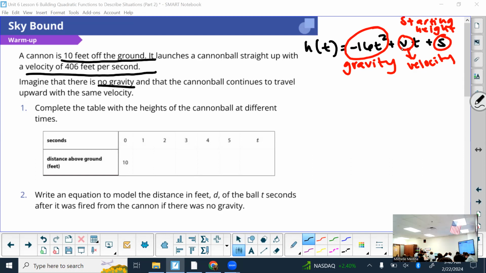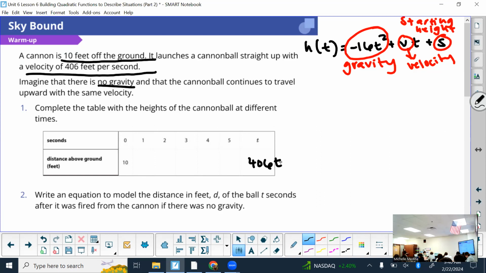Table 6, does this problem have a velocity? Yes. What is it? So that should be in your expression in front of the t, we multiply it by the t. Because if it's 406 feet per second, how much it traveled would be based on how many seconds passed. And then table 7, do I have a starting height? What is it?